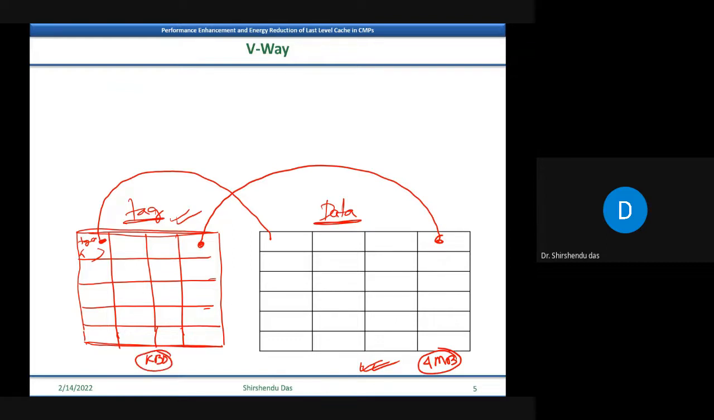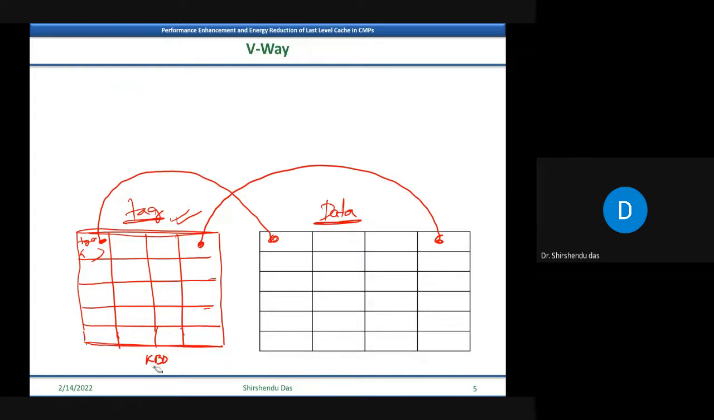So first search in the tag array and find if there is a hit or miss. If there is a hit, then we'll know the corresponding data position. We'll go to the corresponding data position and fetch the data from there. And if there is a miss in the tag, then obviously the data is not in the cache, right? So that's why tag and data are normally separated.